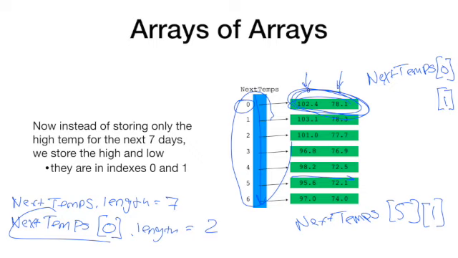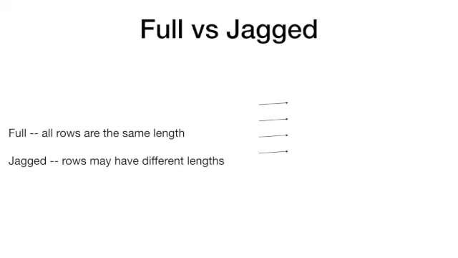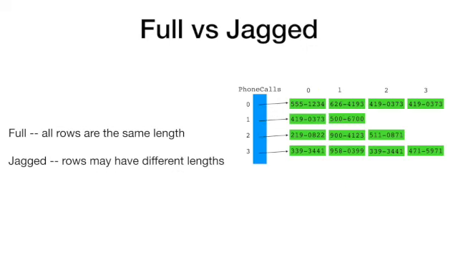And what that leads to, if you think of two-dimensional arrays in this manner, is that not every one of these arrays needs to be the same size. So that gives us this idea of full versus jagged arrays. In the last example, we saw that it was a full array because every subarray was the same length. Every row had the same length. Here, if we're looking at, say, a list of phone calls that came in for a day, we don't get the same number of phone calls every day. We might get more some days and less others. So in this case, this is a jagged array.